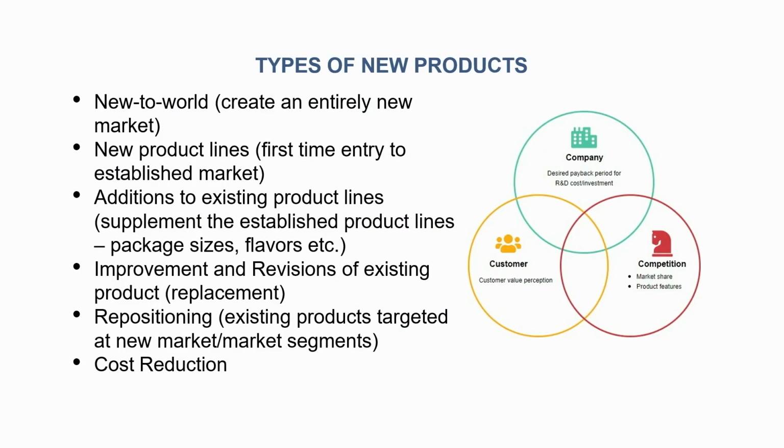So many of these products basically improve over time based on the technology development, and then sometimes completely replace the same in the market, but the company may be the same, right? This is another type of product. The next type is repositioning. So existing products targeted to a new market or a market segment.